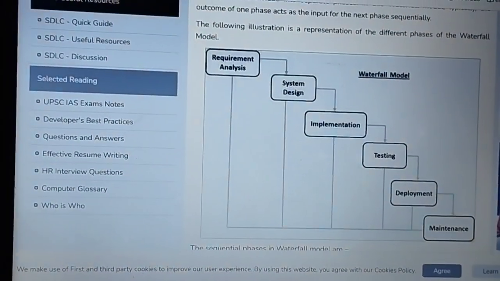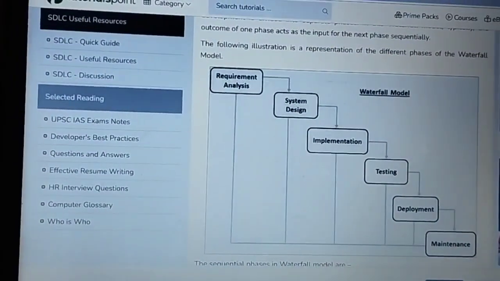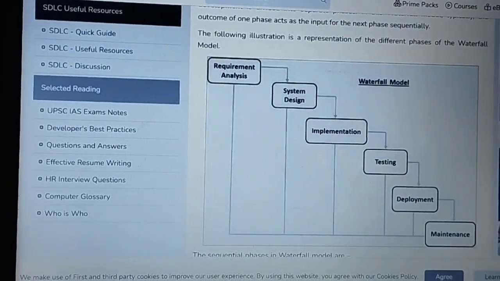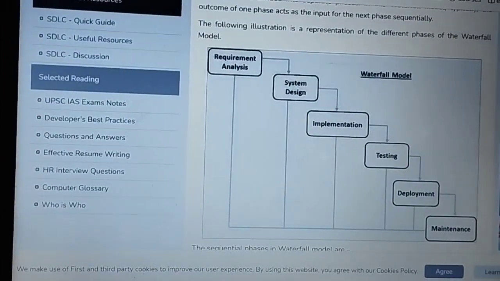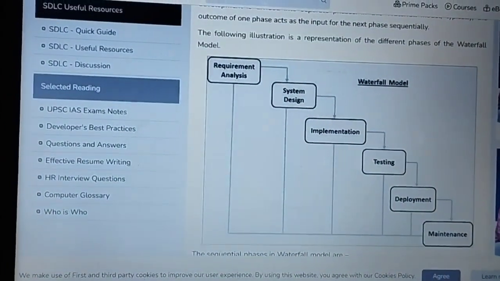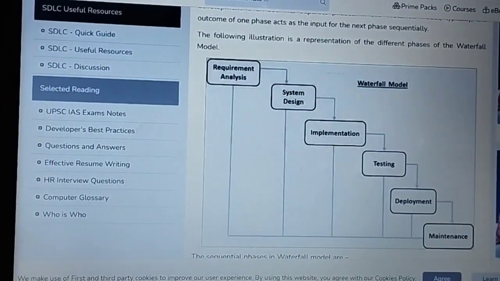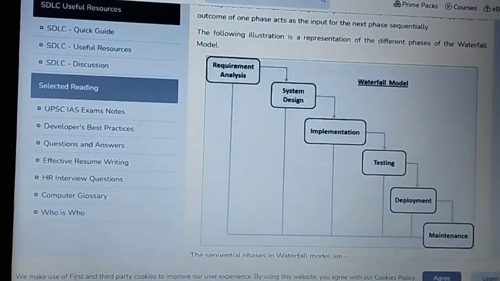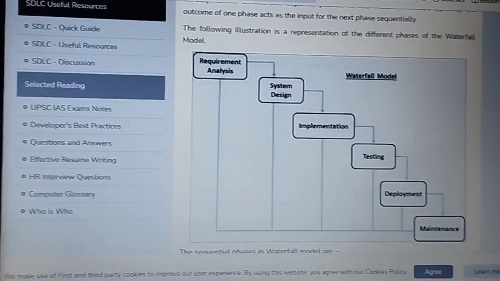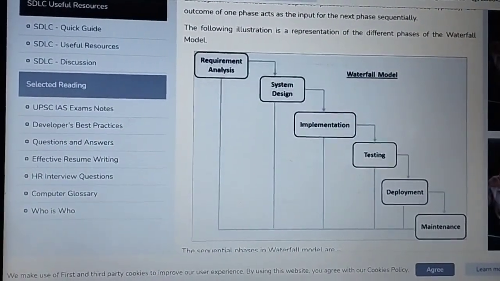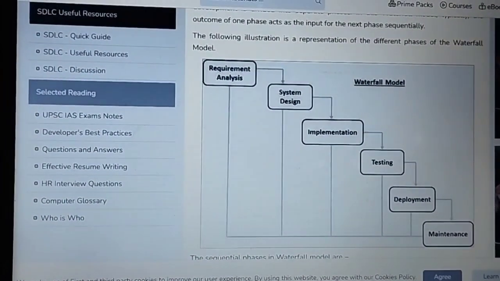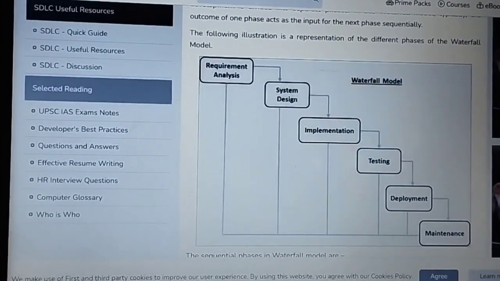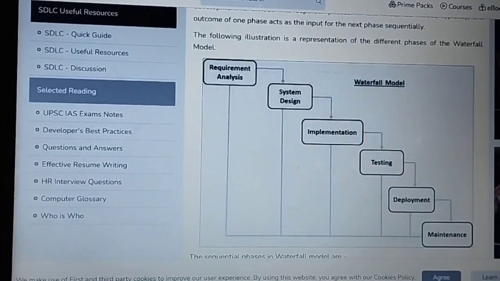Here, first is the requirements analysis, which is the gathering of requirements, then the system design. After getting the requirements, we design the system. Then after designing, we do the implementation. Then after implementation comes testing, and then deployment to the required person. And the main thing that comes after is the maintenance.